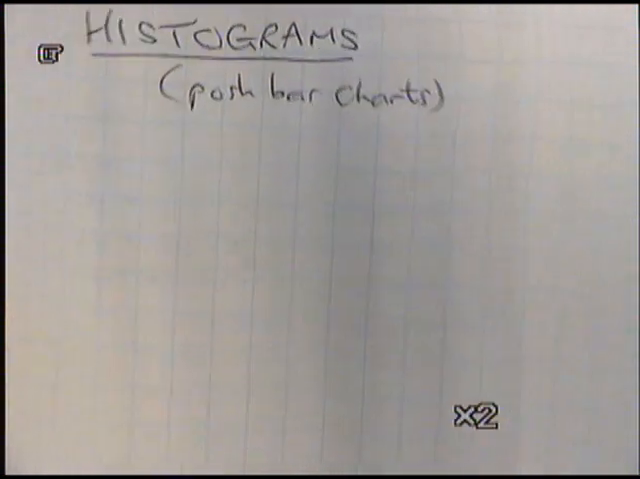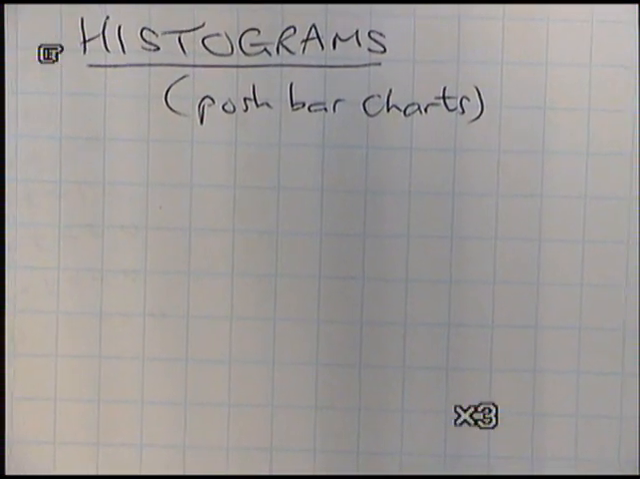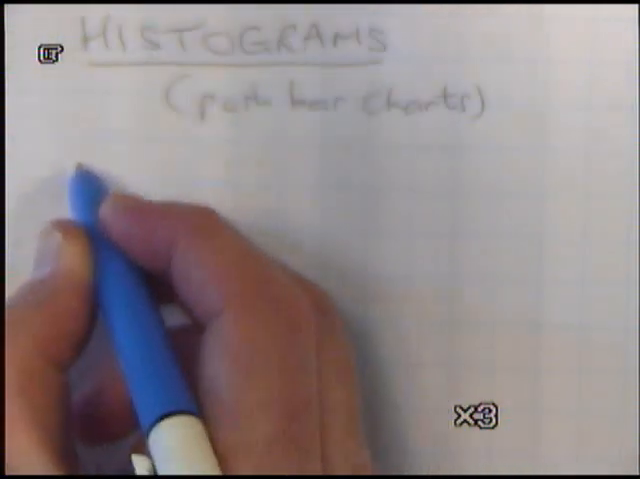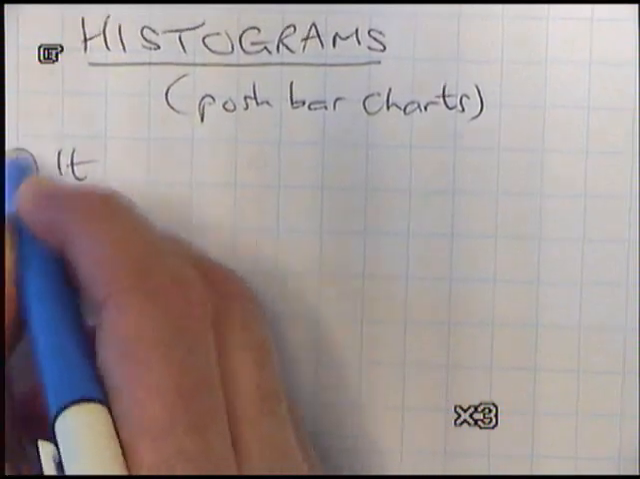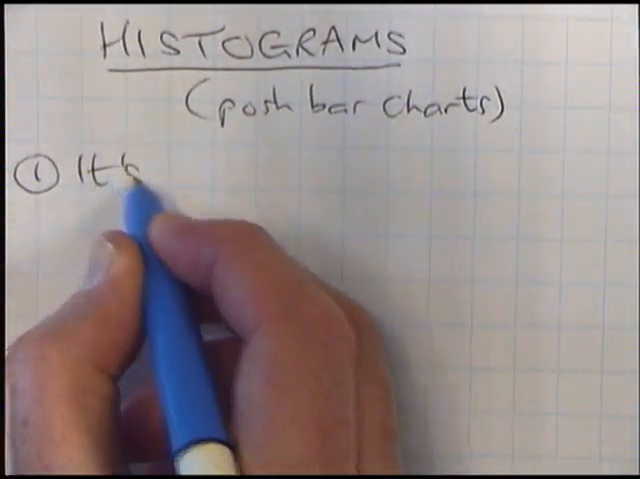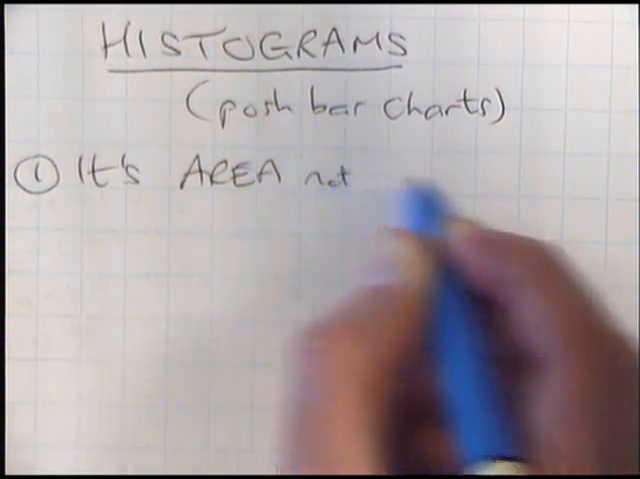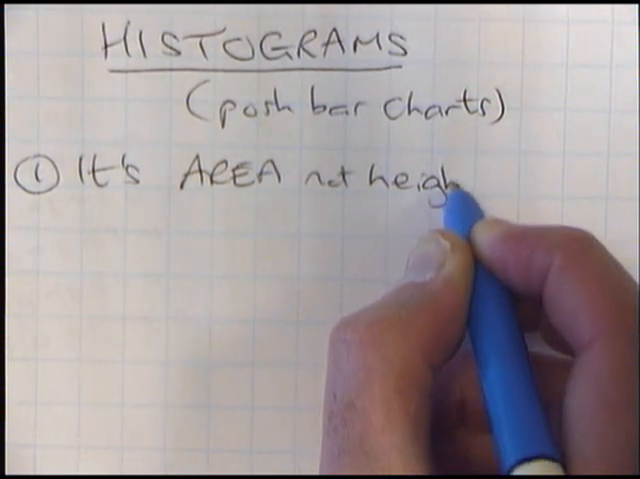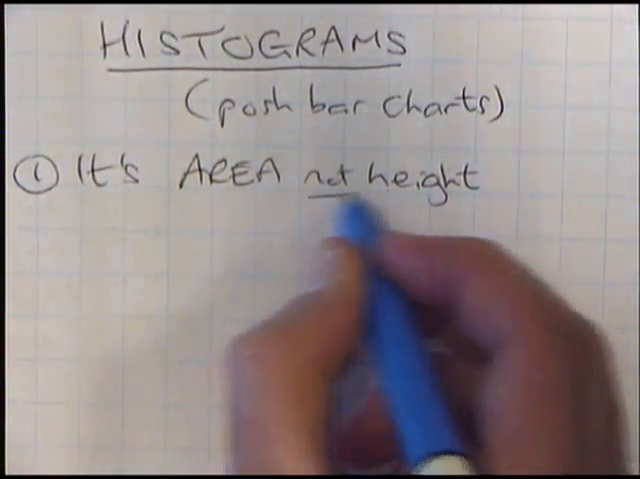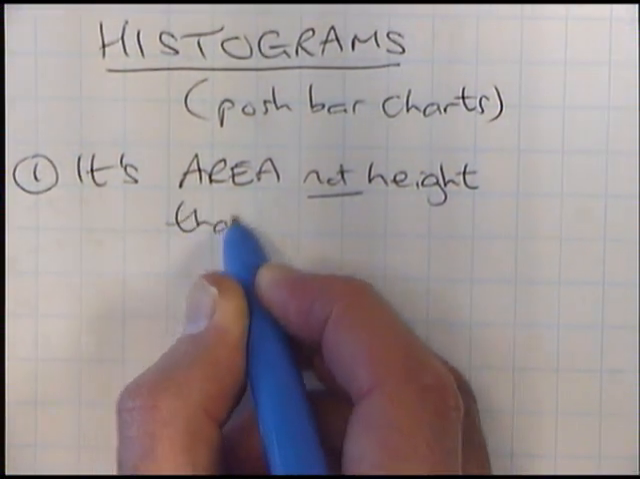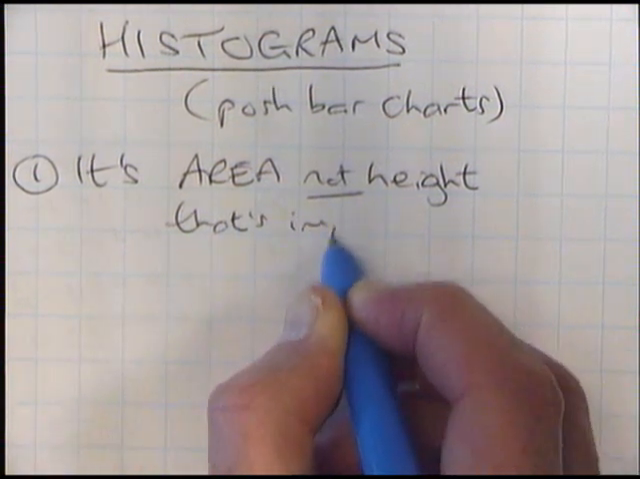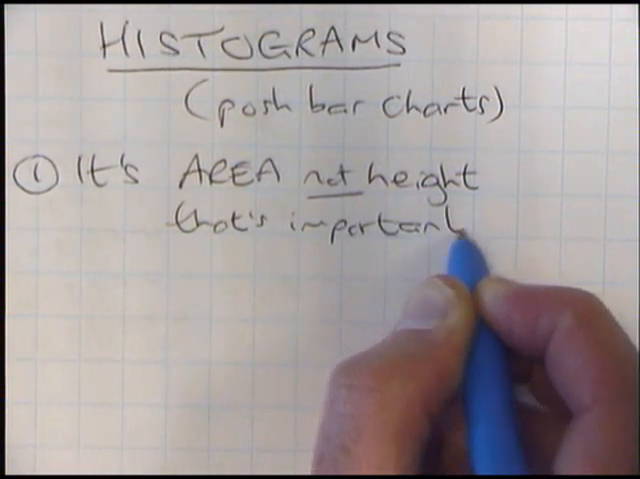So you should have written down histograms, posh bar charts. Can you write these things down underneath, please? Okay. First of all, point number one, can you write down its area, not height. That's important. It's area, not height. That's important. So if we can write that down.